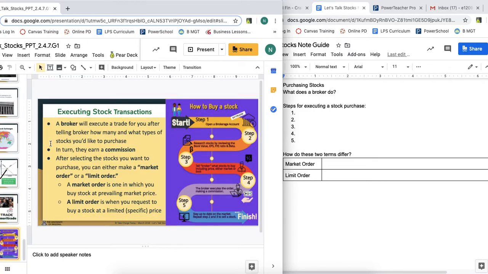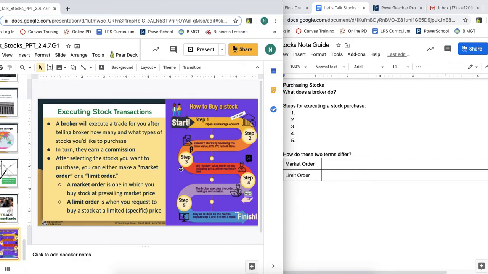And there are 5 steps for executing a stock purchase. So the broker will execute the trade for you. The first thing you need to do is to open a brokerage account with a stockbroker. Then you're going to be researching stocks, reviewing all of those equations that we learned earlier, the book value, the EPS, the PE ratio, and the beta. And once you've done that, you'll need to tell your broker what you want to do, including the price.